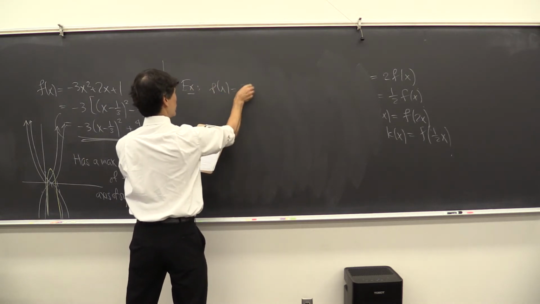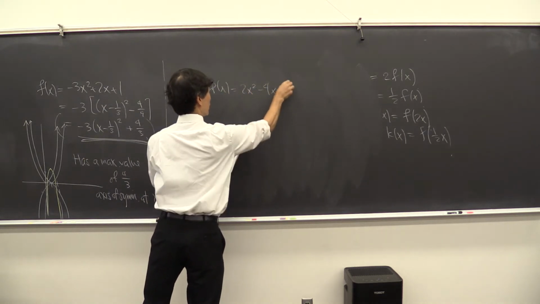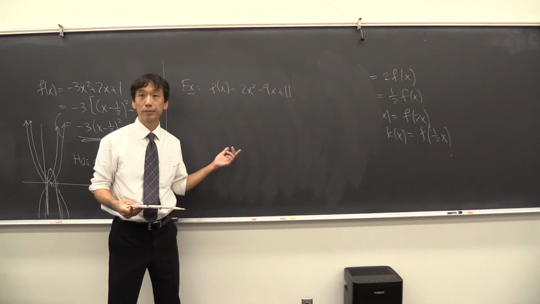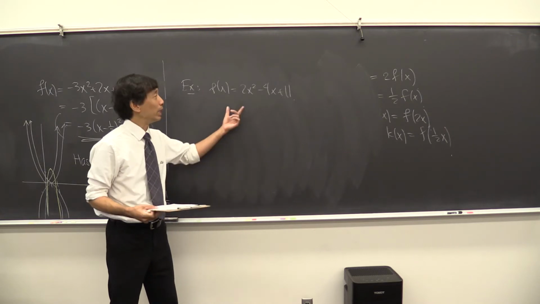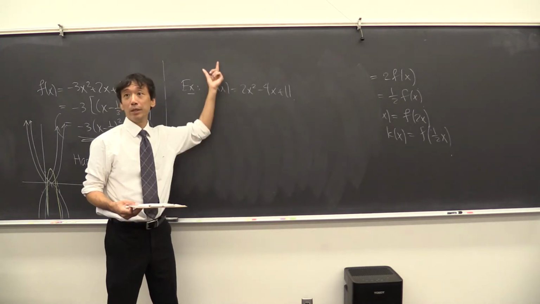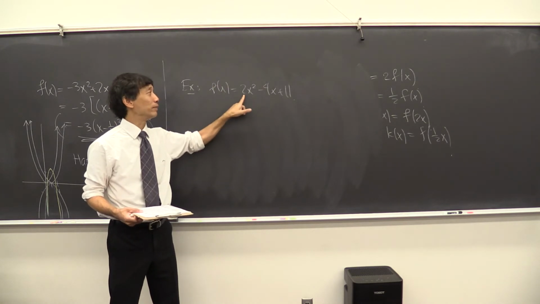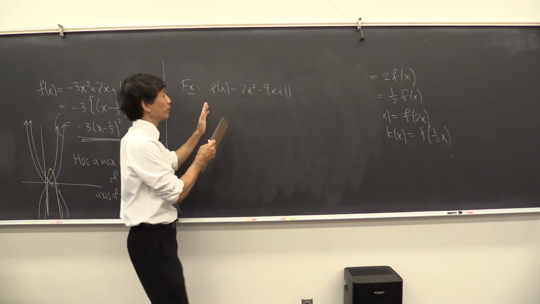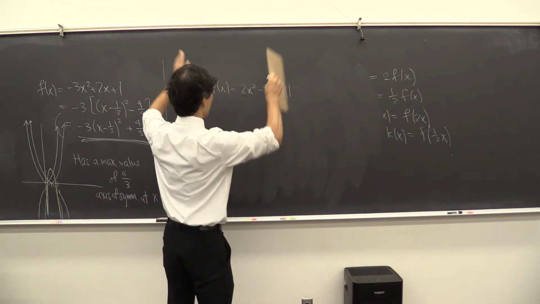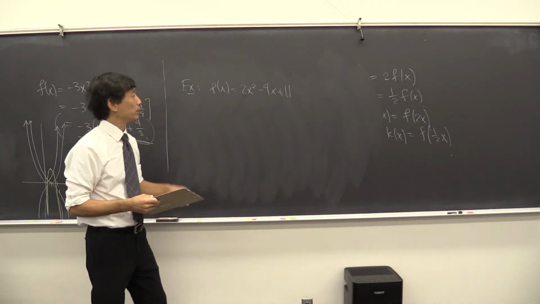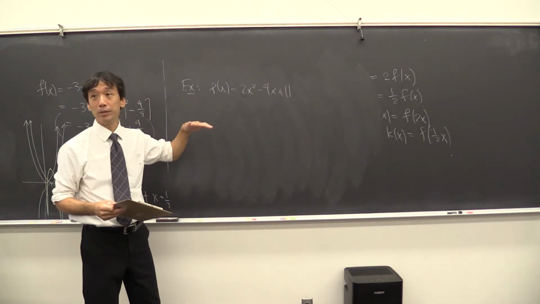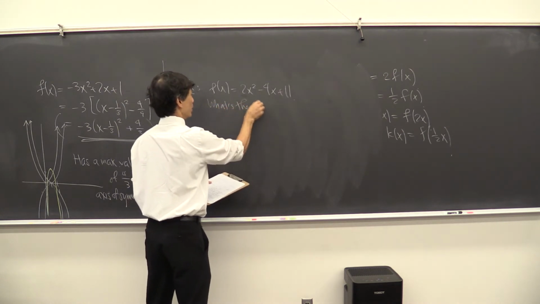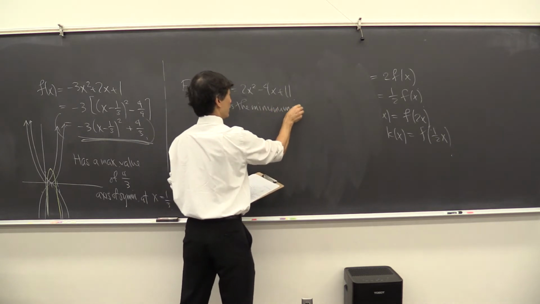F of x equals 2x squared minus 4x plus 11. So first off, let me ask, is it going to have a max or a min? It's going to have a min, right? Because it's an upwards parabola. It's got a positive number on the square, so it's going upwards. As you go off towards infinity, the x squared is going to dominate. So you know it's going to have a min. So the question is, what's the minimum value?